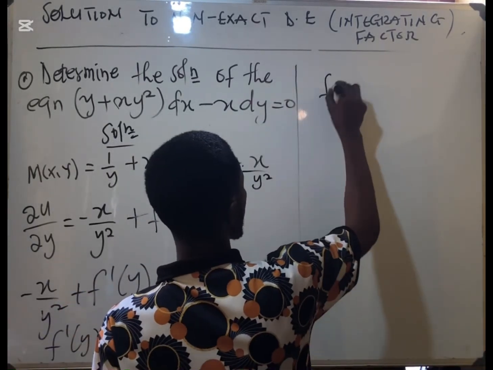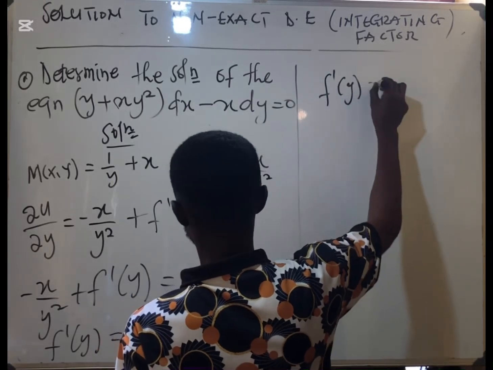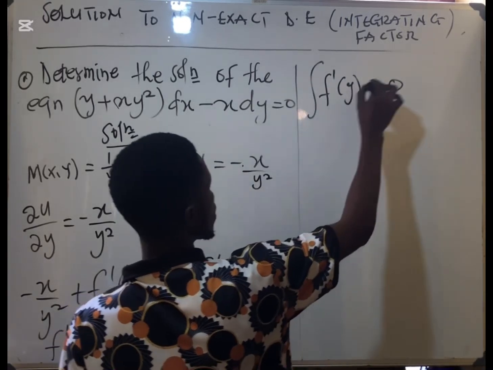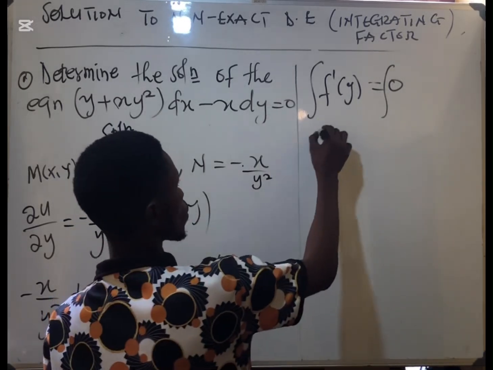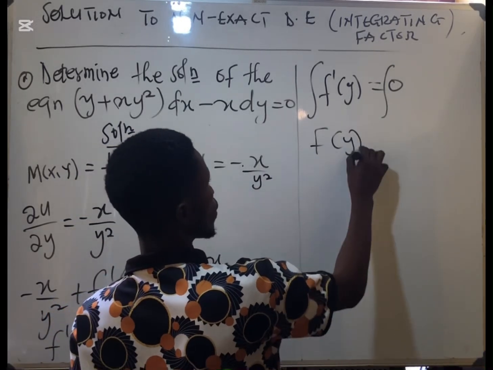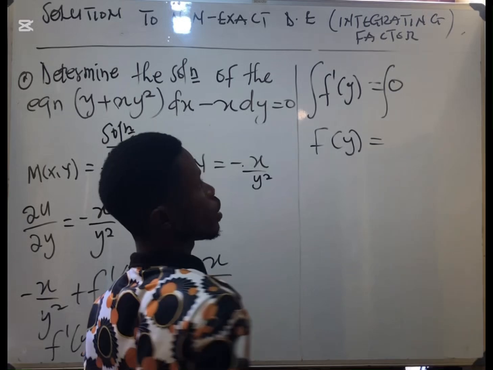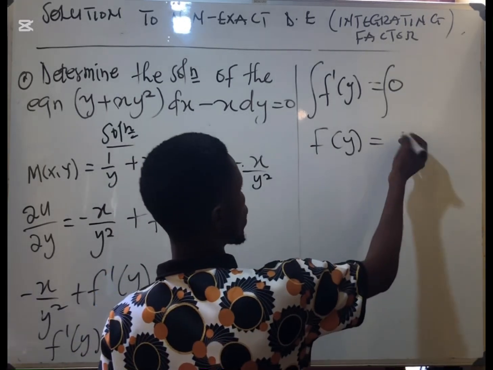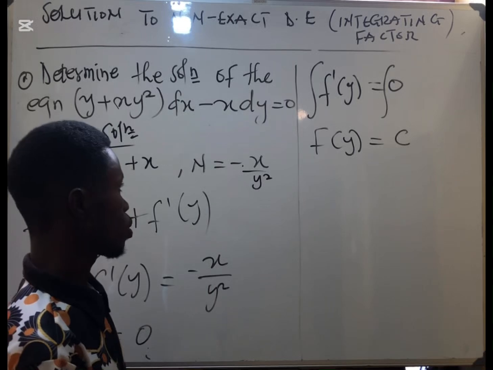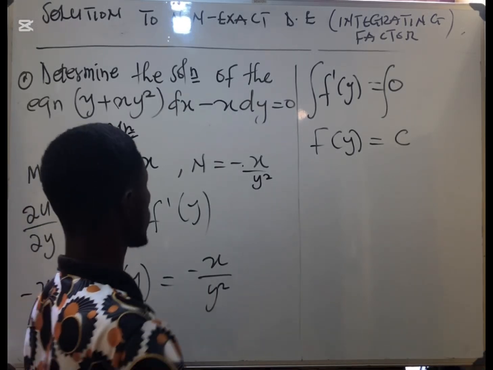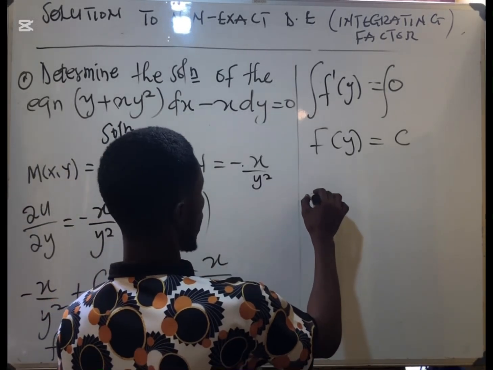So this is what I have, f prime of y equals 0. So we integrate, and if you integrate f prime of y, it becomes what? f of y equals what? If I integrate 0, it's still 0 plus the constant, which is what? C. Is that okay?